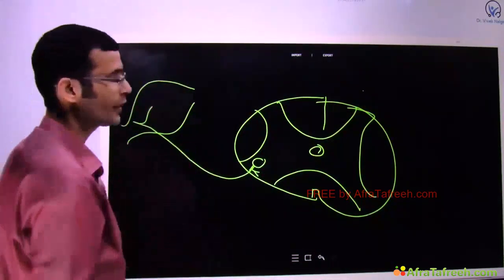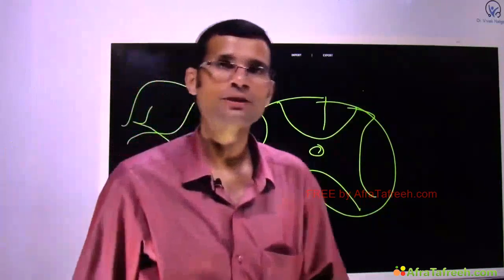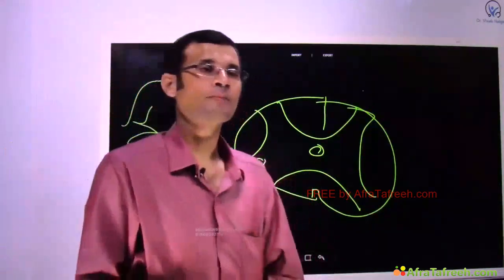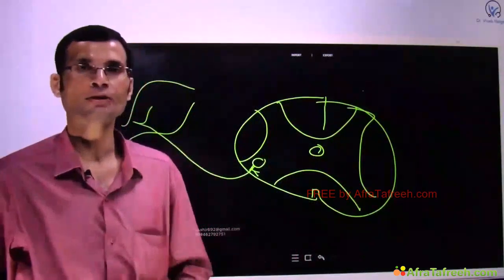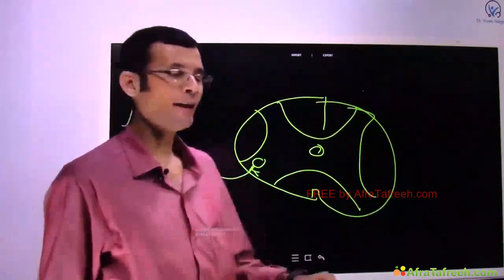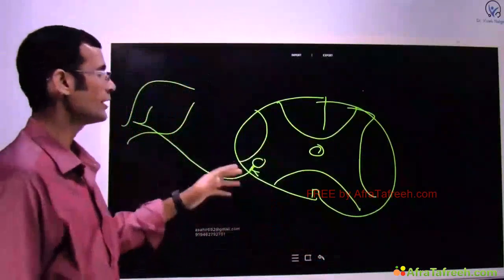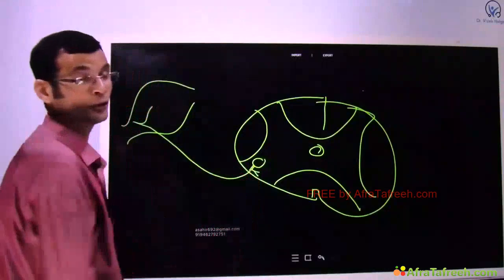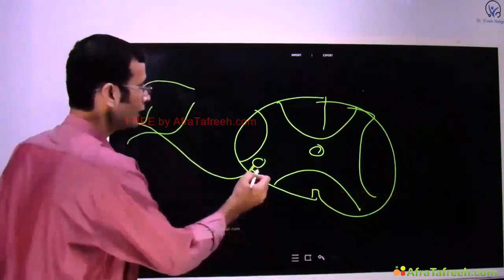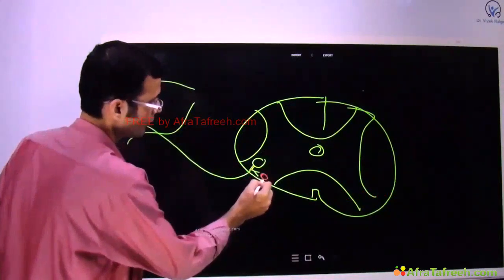There was an MCQ like this. Renshaw cell inhibition is what type of inhibition? Feedback inhibition, feed forward inhibition, collateral inhibition, or recurrent inhibition? The answer is recurrent inhibition. Renshaw cell inhibition is a recurrent type of inhibition. So this collateral, why is it not collateral inhibition? Because the collateral is going to excite the Renshaw cell.